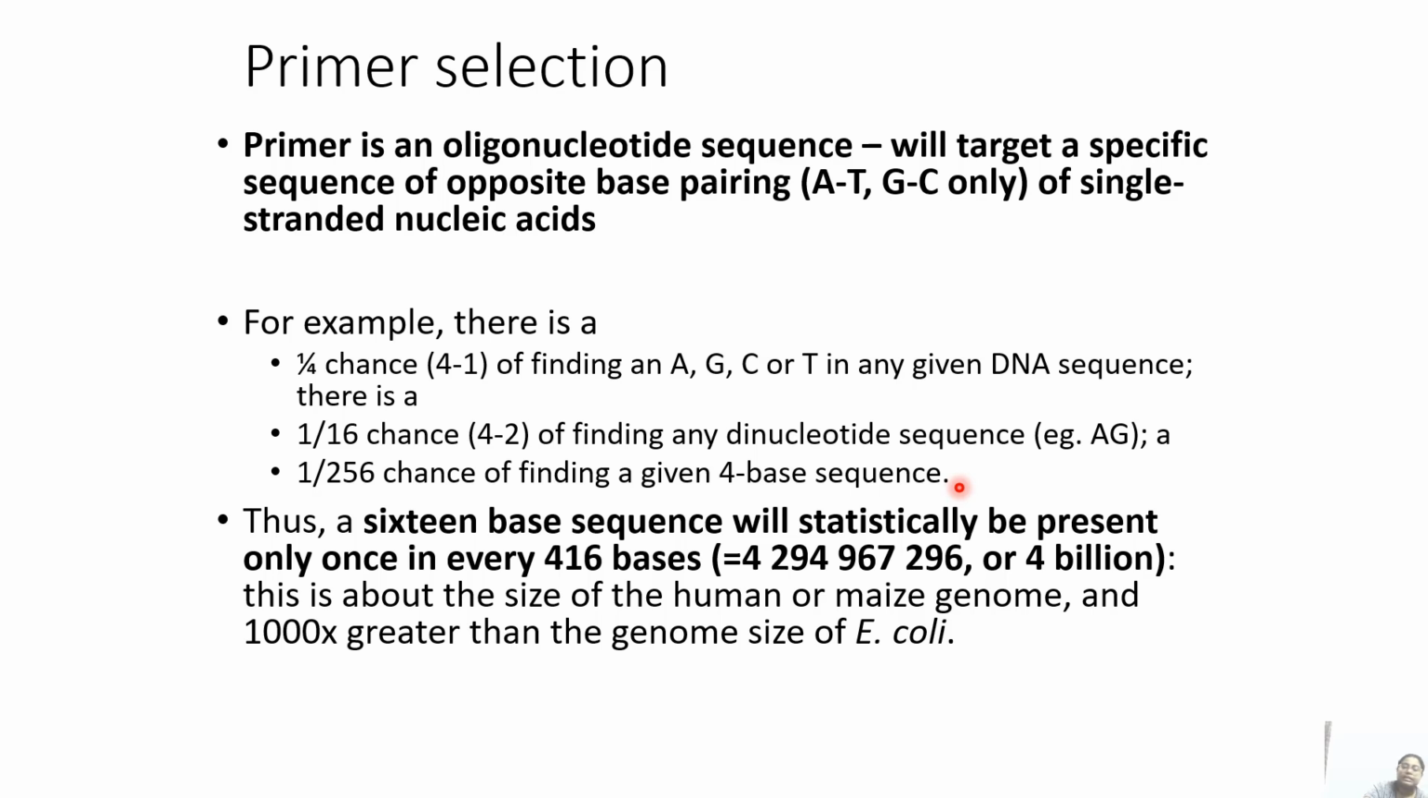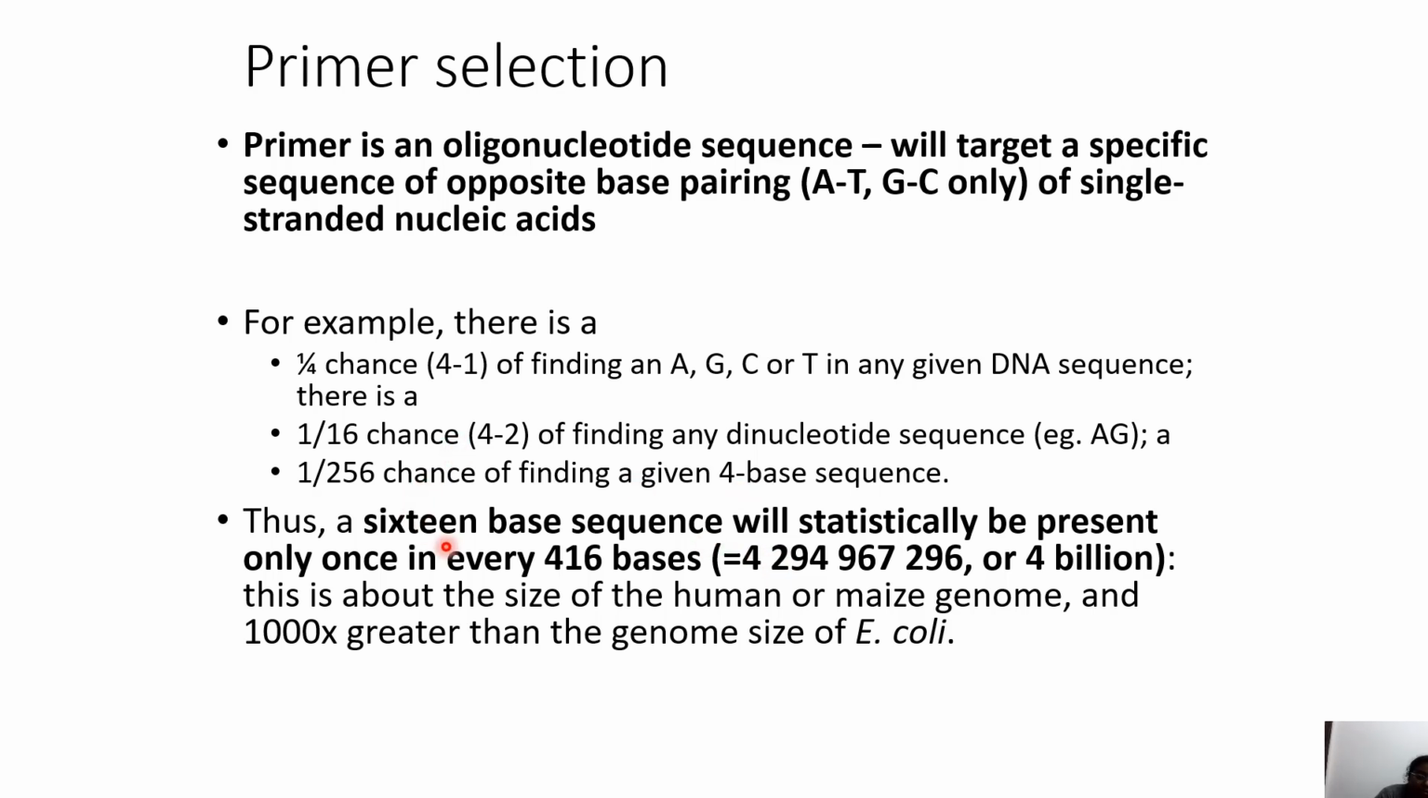So primer selection: a primer is an oligonucleotide sequence which will target a specific sequence of opposite base pairing, like ATGC, only of single-stranded nucleic acids. For example, there is a 1/4 chance of finding an A, G, C or T in a given DNA sequence. There is a 1/16 chance of finding a given dinucleotide sequence and a 1/256 chance of finding a given 4 base sequence. Thus, a 16 base sequence will statistically be present only once in every 4^16 bases.